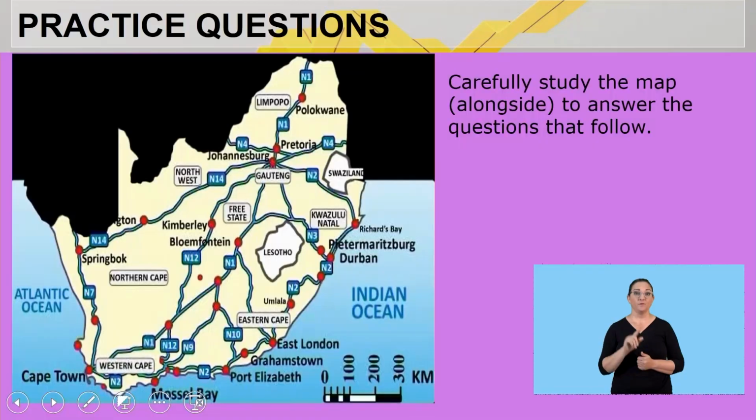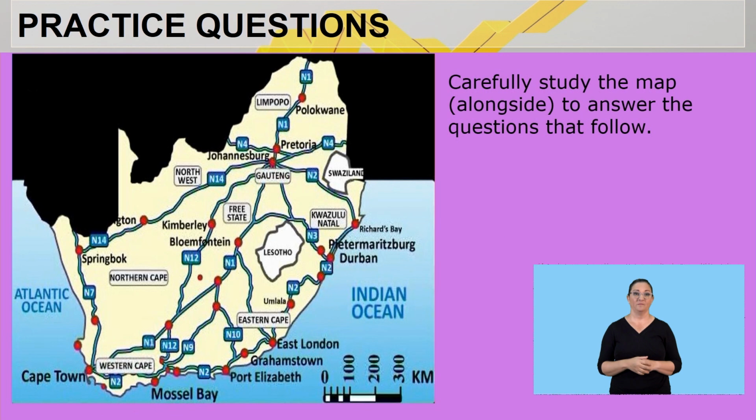Alright, so our first question says, carefully study the map alongside to answer the questions that follow. Now, when we look at this map, we'll see this is a national map, as it indicates all the different provinces. What else is important here? We can see different national roads indicated here. We can also see some individual towns, as well as a scale. And who can tell me what type of scale we are using here? I agree. That's a bar scale. So this is what is presented to us.